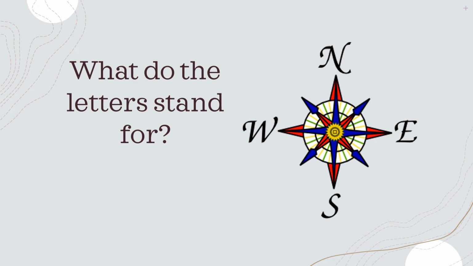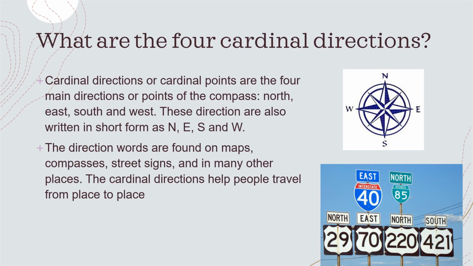Good job, guys. Now the words we just discussed make up the 4 cardinal directions or cardinal points. They are the 4 main directions or points on the compass. Again, north, east, south, and west. These directions are also written in short form as N, E, S, and W, as we saw on the compass. And the direction words are found on maps, compasses, street signs, such as the image that I provided there for you on the lower right-hand side, and in many other places. The cardinal directions help people travel from place to place.